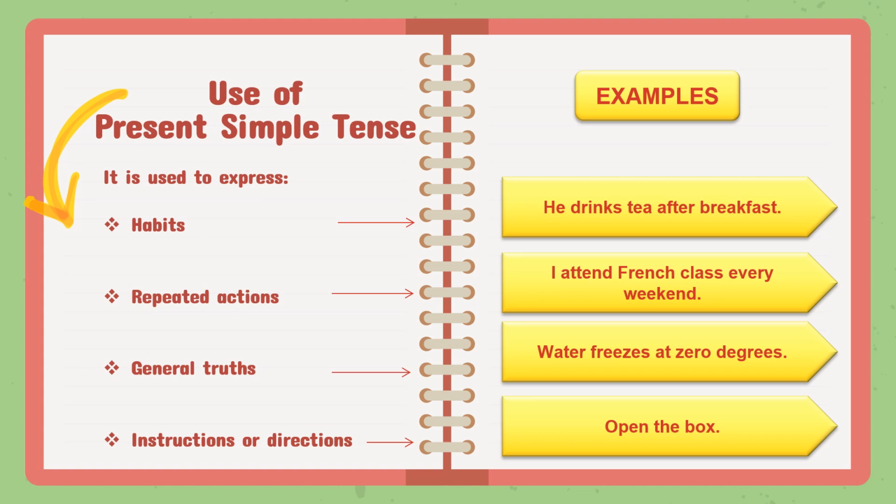Now, let's understand the use of present simple tense. When do we use a present simple tense? Students, present simple tense is used to express habitual actions, repeated actions, general truth or universal facts, and also to give instructions or directions. Let's understand all of these with the help of some examples. The first example is, he drinks tea after breakfast. It means that it's his habit to drink tea after the breakfast. So this is an example of habitual action.